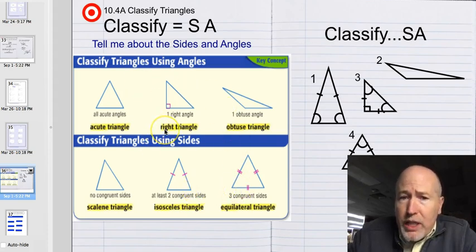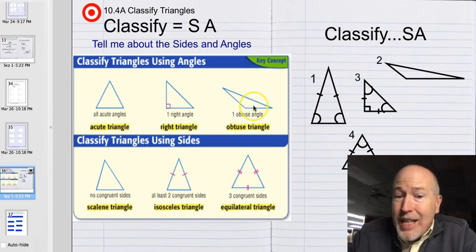You can also look at them and classify them by their angles. You can say that they're acute. This one has 3 acute angles. They're a right triangle. They'll only have one right angle, which is 90 degrees, or an obtuse one. This one here has one obtuse angle, so that's called an obtuse triangle. All right? This one happens to be an obtuse scalene triangle. Yeah, you can classify them by both their sides and their angles.